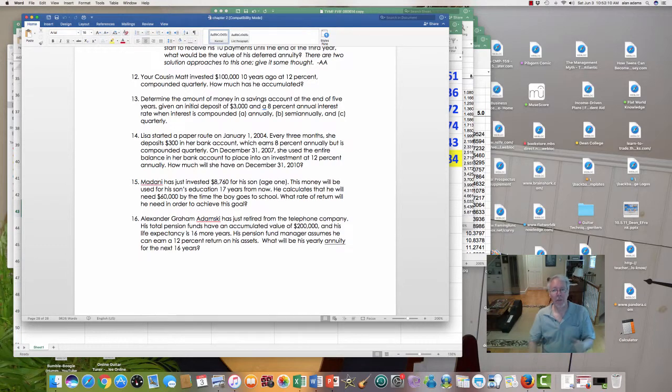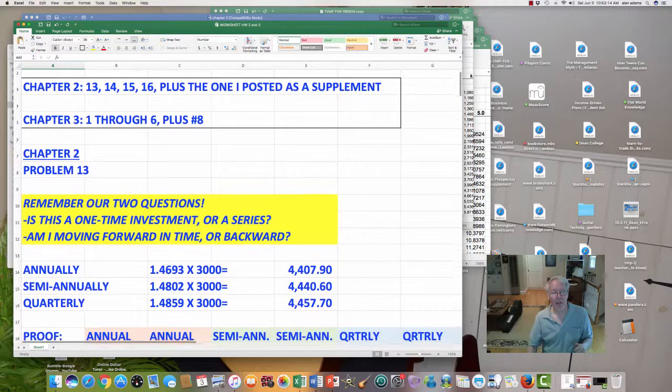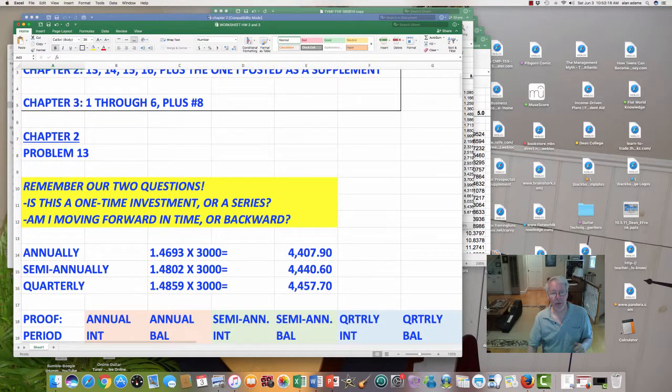Let's go back to our questions. Is it a one-time investment or a series? This time it's a series. She's doing it every quarter. So that tells you we're going to use either table 3 or table 4. Secondly, is she moving forward or backward in time? She's moving forward. So we reduce it down to table 3.